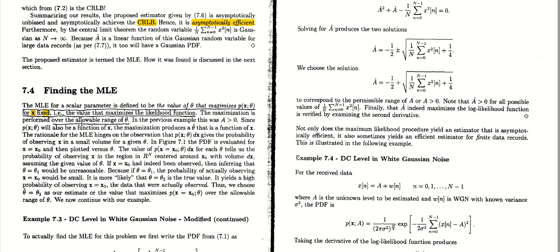the value of theta that maximizes the likelihood function, the maximization is performed over the allowable range of theta. So in the previous example, this was A larger than 0. And since p(x; theta) will also be a function of x, the maximization produces a theta hat that is a function of x. The rationale for MLE hinges on the observation that p(x; theta) dx gives the probability of observing x in a small volume for a given x. Okay.